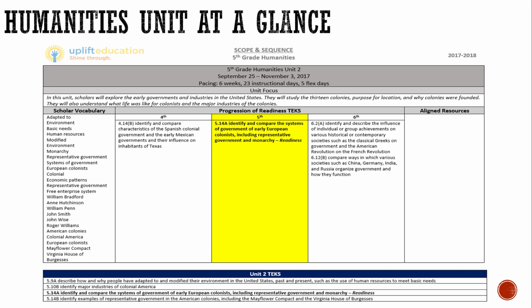As with our writing scope and sequence, the next pages of our humanities scope and sequence will deal with the individual TEK breakdowns and the ways they are tested, sample questions, and in general, they're a great resource for you to stop by if you don't have a full understanding of a TEK that you're teaching in this unit.